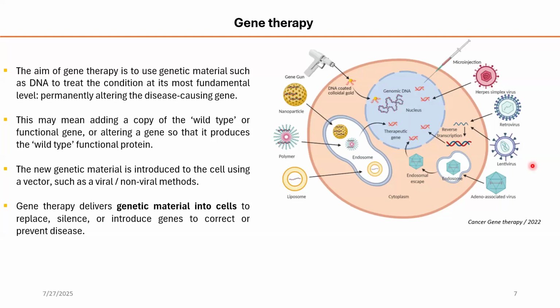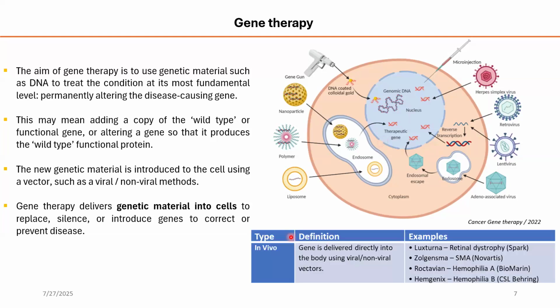So once the gene of interest is introduced into the cell, it is taken up via the endosomal pathway into the cell, and based on the acidic pH, these particles are released into the cytosol and taken into the nucleus, where the gene is released and the functional protein is made, leading to normal function of the protein. So gene therapy is also called in vivo therapy, which means inside the body, where the gene is delivered directly into the body using viral or non-viral vectors.